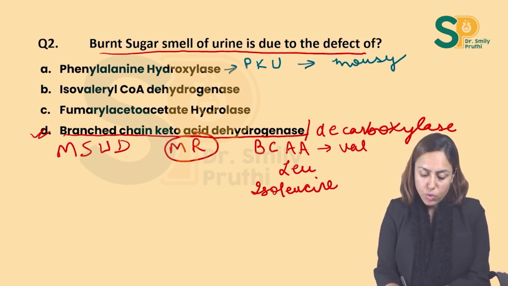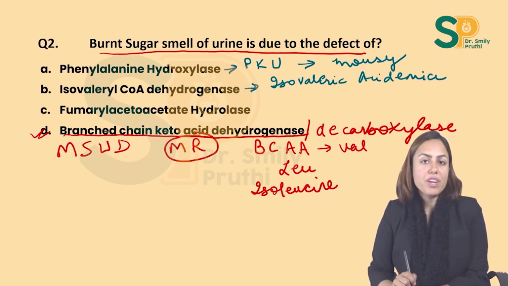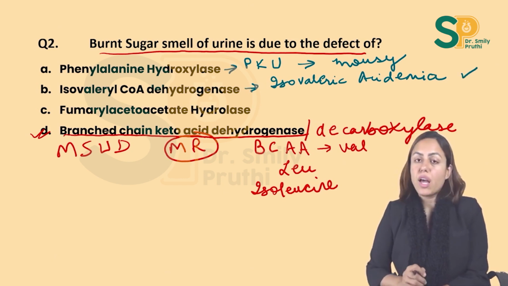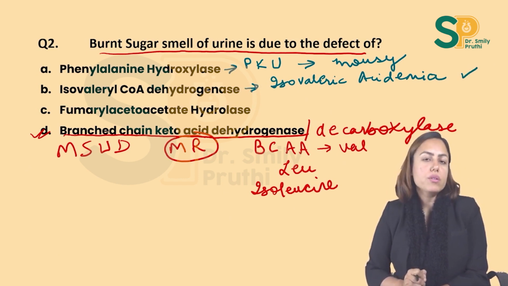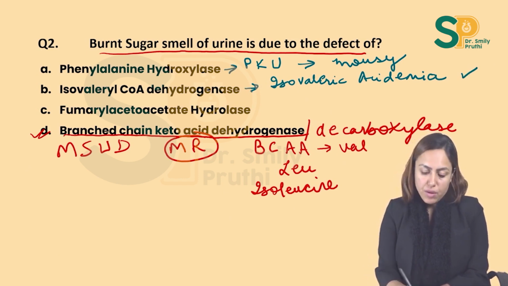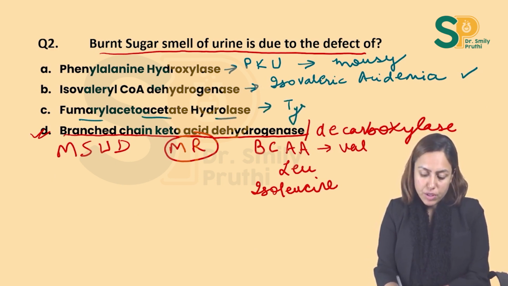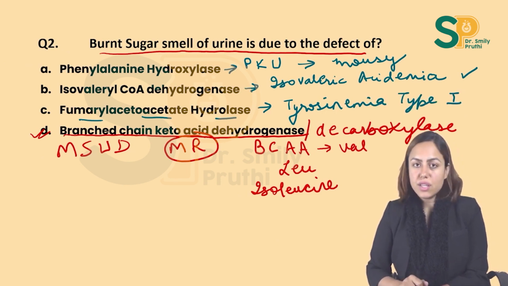Then isovaleryl CoA dehydrogenase, it occurs in isovaleric acidemia. This is a defect in the metabolism of leucine, a branch chain amino acid. Only one, that is leucine, right? These isovaleric acidemia patients have rancid, cheesy or sweaty feet odor, right? Then fumarylacetoacetate hydrolase. This is the enzyme deficient in tyrosinemia type 1.